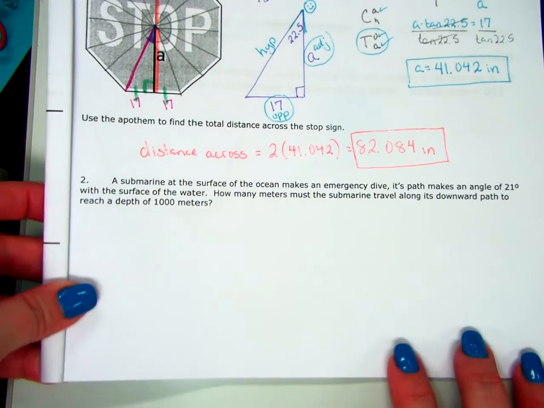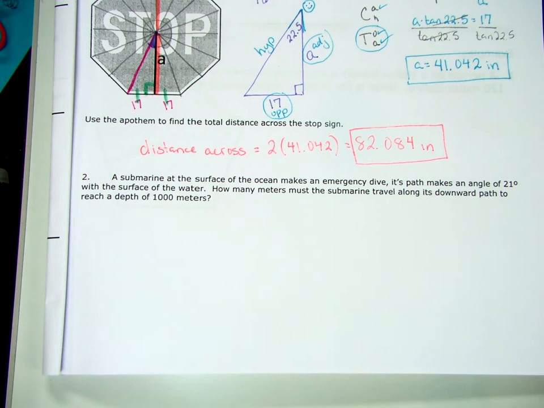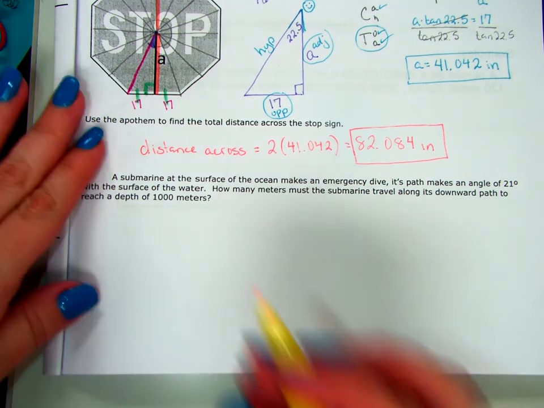Number 2, a submarine at the surface of the ocean makes an emergency dive. Its path makes an angle of 21 degrees with the surface of the water. How many meters must the submarine travel along its downward path to reach a depth of 1,000 meters? What should I do first? Yeah, let's draw a picture. Your pictures can be as simple or as elaborate as you like, however fancy you like to get with your drawings.